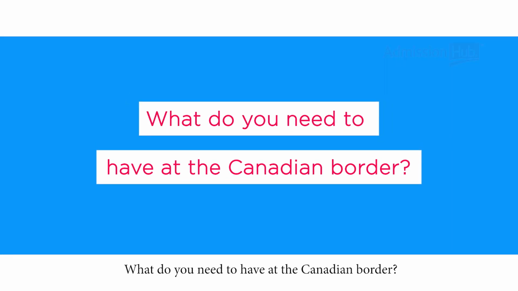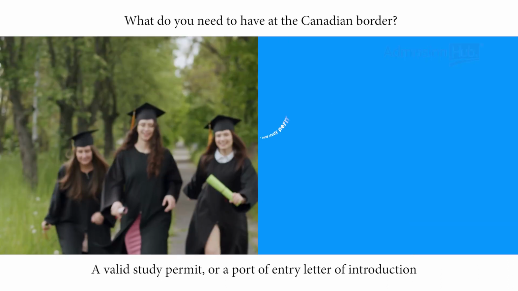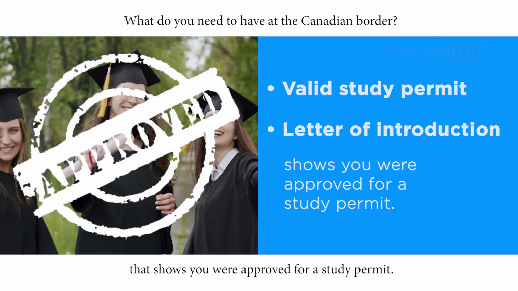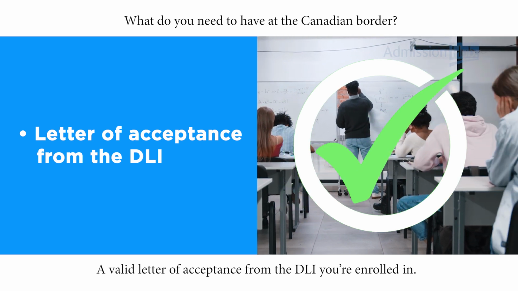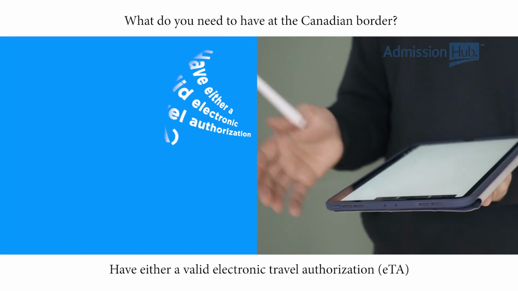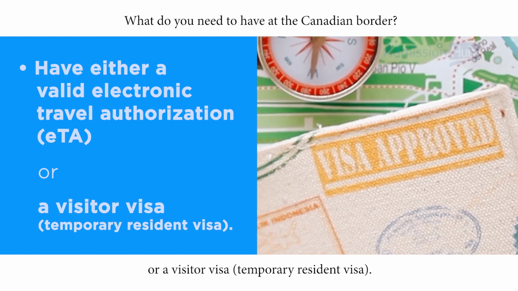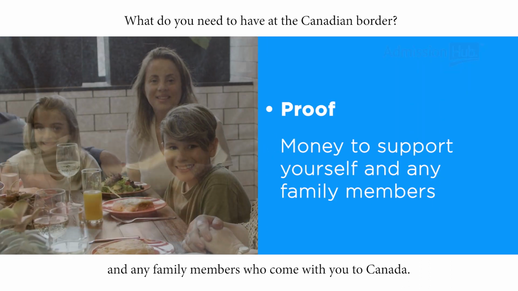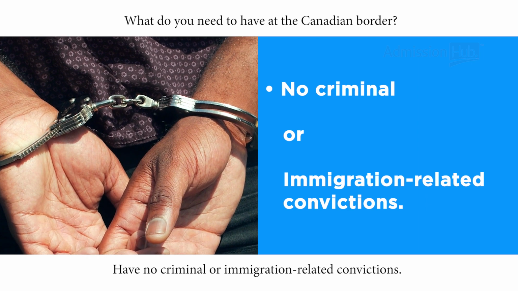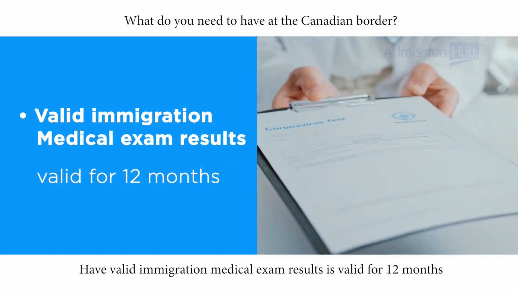What do you need to have at the Canadian border? You must have a valid travel document, such as a passport, a valid study permit, or a port of entry letter of introduction that shows you are approved for a study permit, a valid letter of acceptance from the DLI you're enrolled in, letters of reference or any other documents the visa office told you to bring, either a valid electronic travel authorization, or a visitor visa, temporary resident visa, proof that you have enough money to support yourself and any family members who come with you to Canada, proof of vaccination, no criminal or immigration-related convictions, and valid immigration medical exam results, which are valid for 12 months from the day you get it.